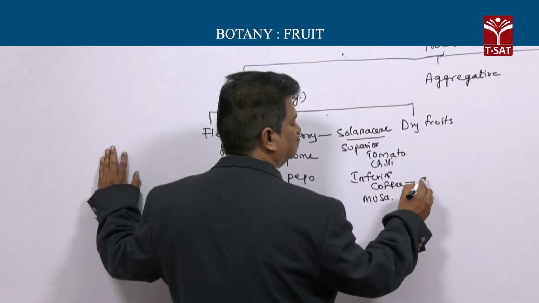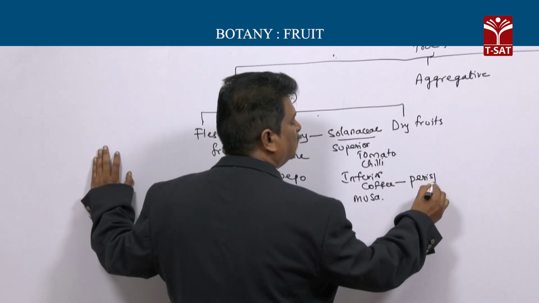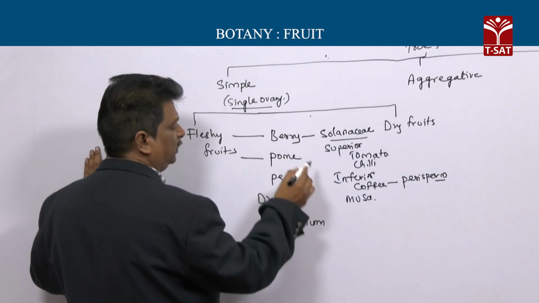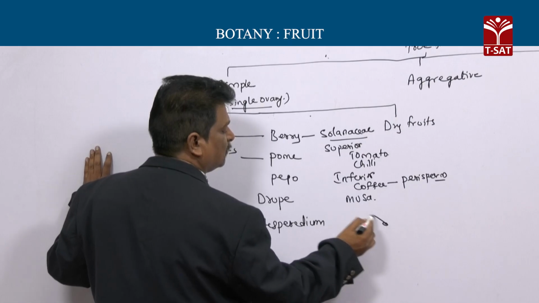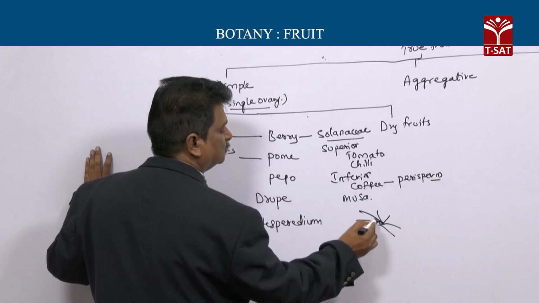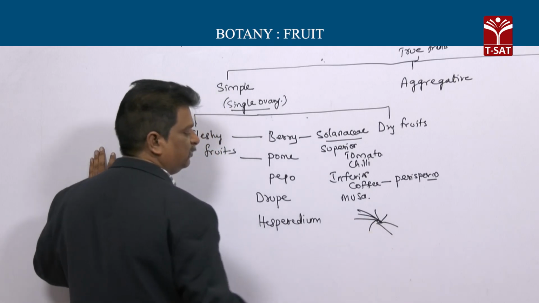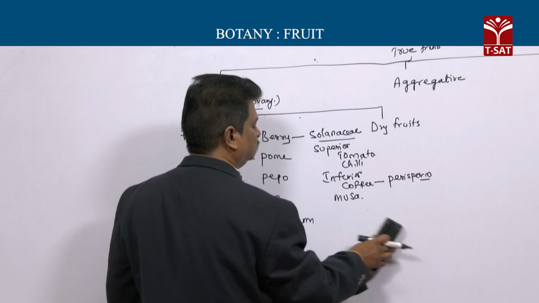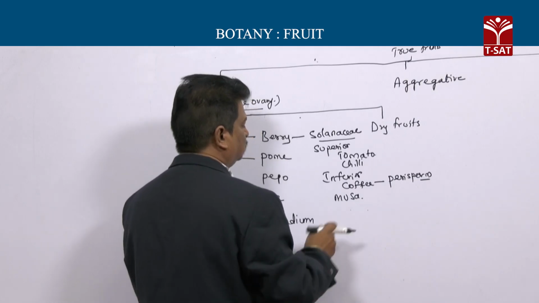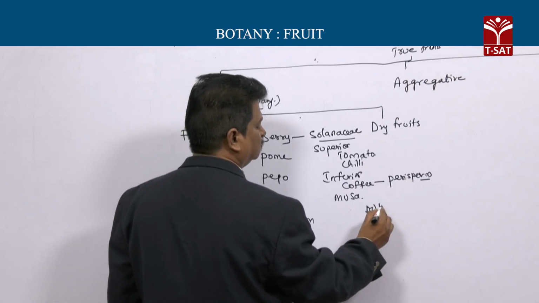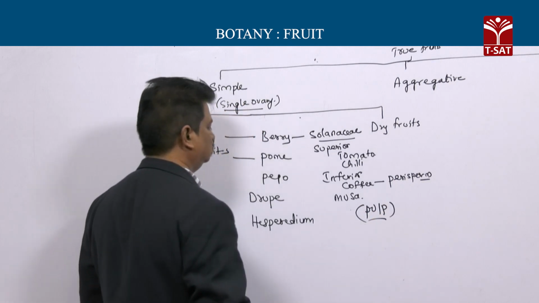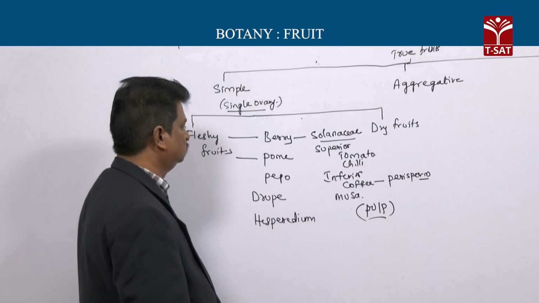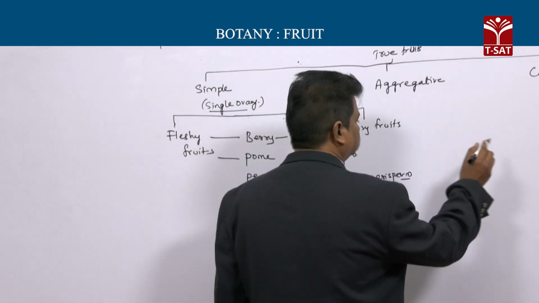In coffee, the edible part is perisperm. And the identification for berry: the mesocarp and endocarp fuse to form pulp. It is berry.